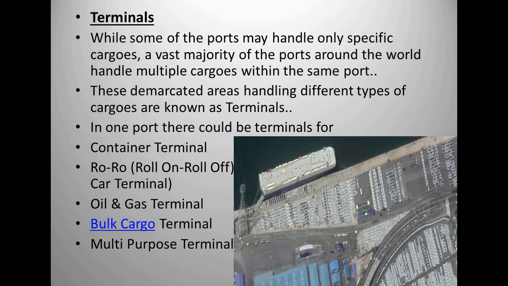The port can have multiple terminals based on the type of goods it transports. One terminal may be a container terminal, where loading and unloading of containers is done, and a ro-ro terminal, also called a car terminal. In the picture you can see a terminal in South Korea for transporting cars. All the small white images are the cars which are ready to load into the ship. And we have oil and gas terminals, bulk cargo terminals, and multi-purpose terminals.